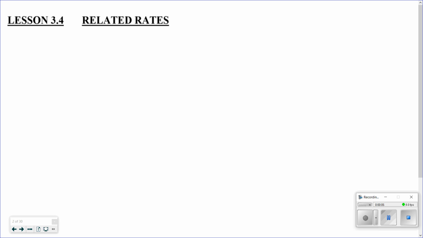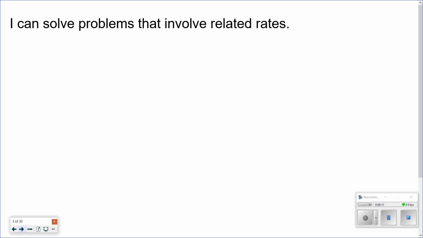3.4 is related rates, which is a type of application problem that you use calculus to solve. So that's our goal, right? By the end of this lesson, we're hoping we can use related rates, or I can solve problems that involve related rates.